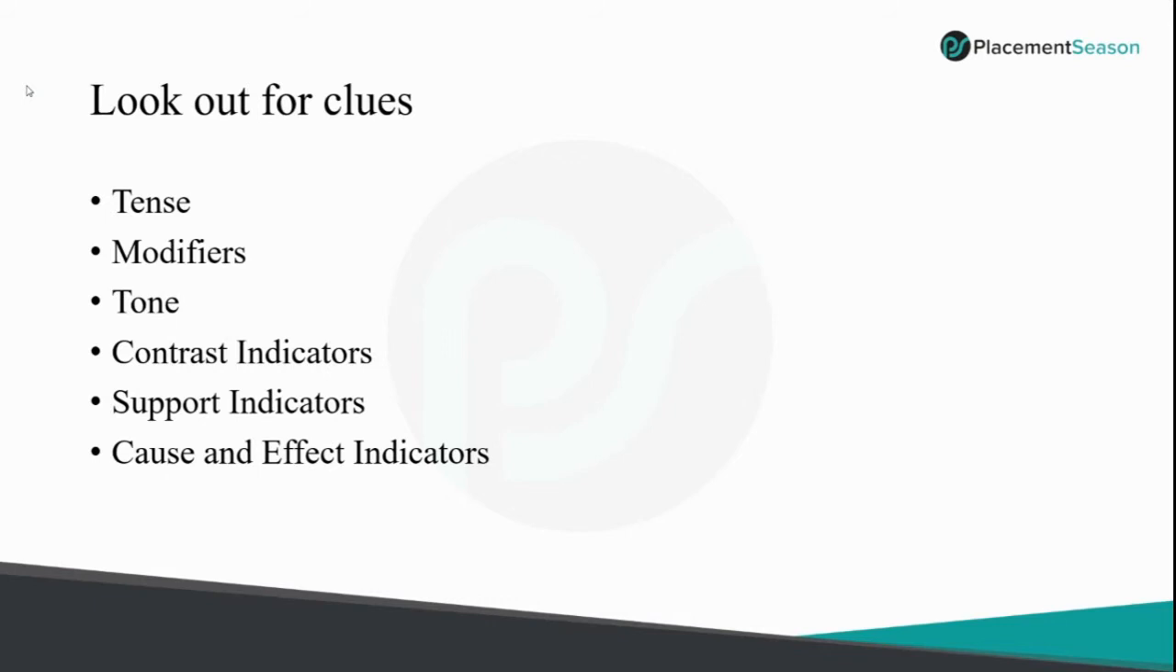Let me give you one more example. This time I'm giving it for the effect. The boy ran to school, and because of this, he fainted. So running to school has affected the boy and he has fainted. So this is cause and effect.